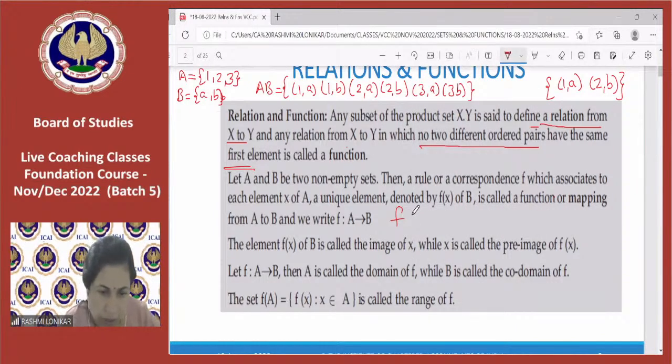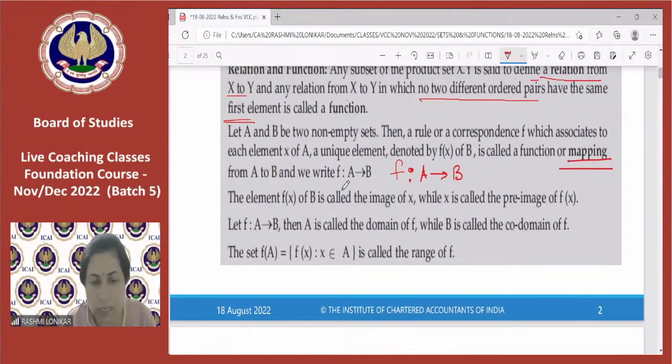F is such that A to B, or we call it a function or mapping. Okay, the word used is mapping. The element f(x) of B is called the image, while x is called the pre-image of f(x). So elements in B are called images and elements in A are called pre-images.